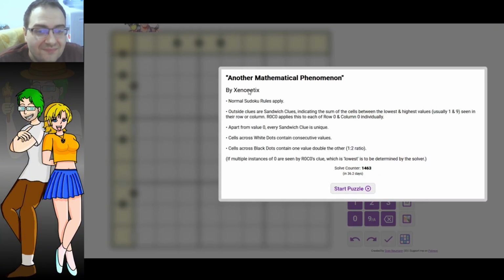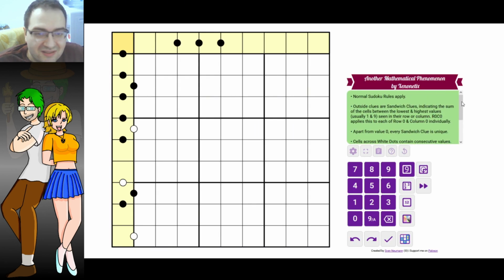So, another mathematical phenomenon by Xenonetics, normal Sudoku rules apply. Yay. Maybe I should read it on the other one here so that we can see the grid. Outside clues are sandwich clues, indicating the sum of the cells between the lowest and highest values. Okay, values, not digits. Hopefully this is not a value digit kind of puzzle. Usually 1 and 9, seen in their row or column.